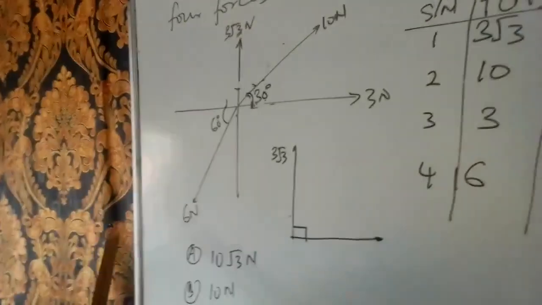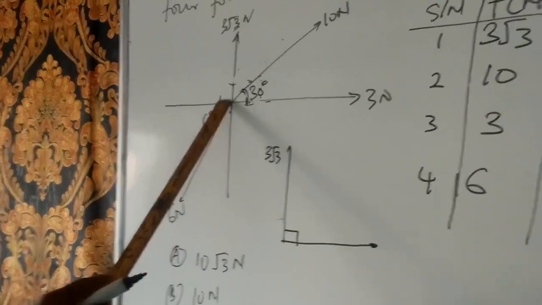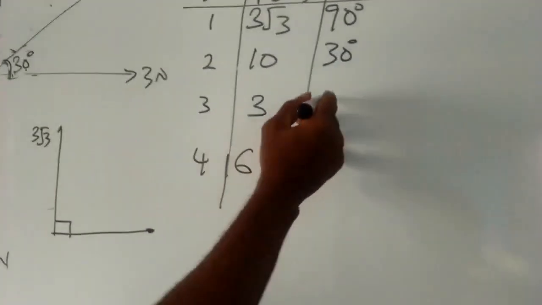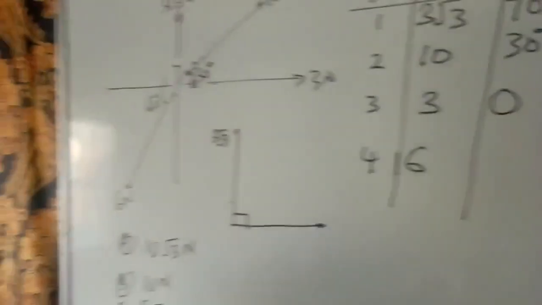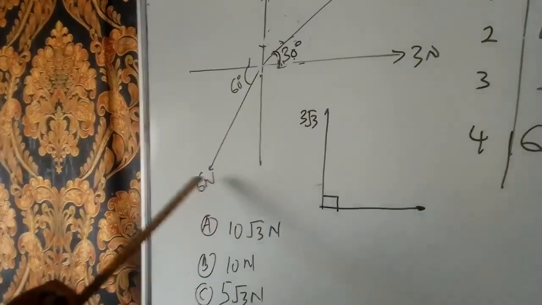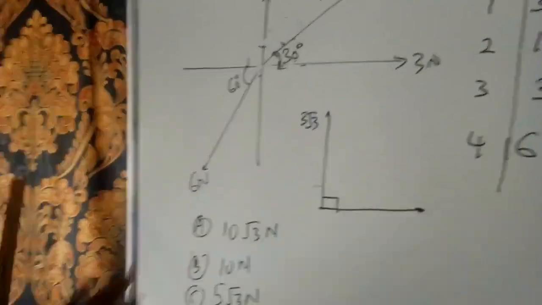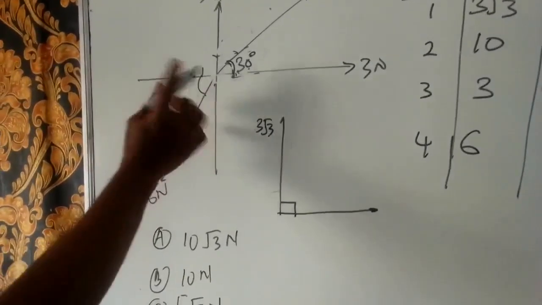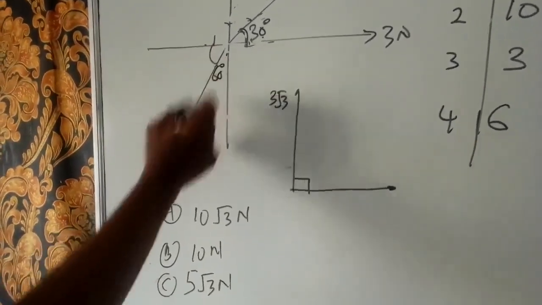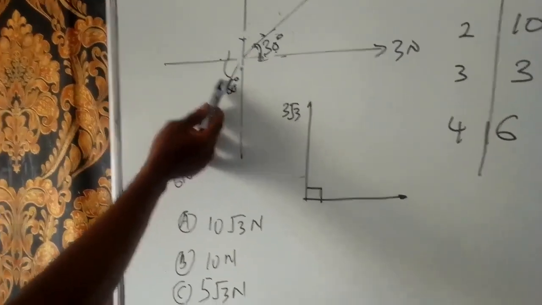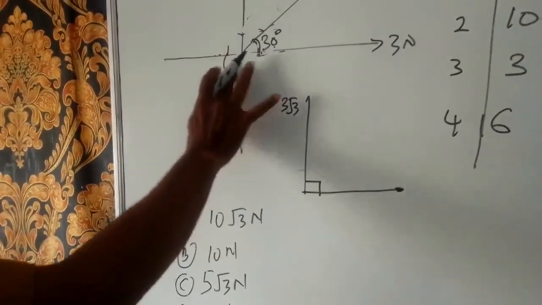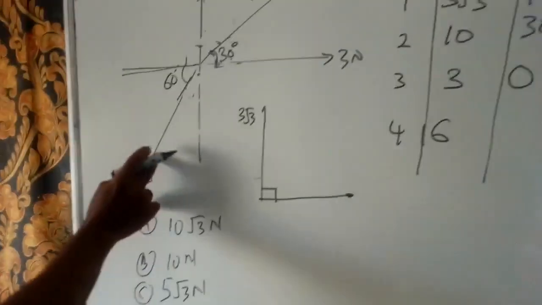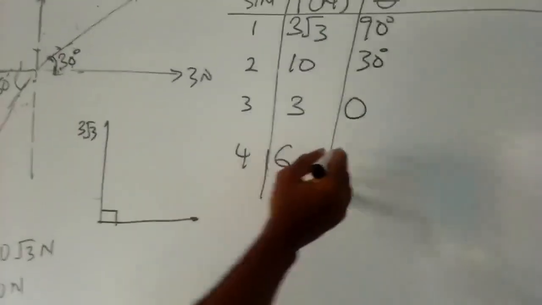Then for the 3 Newton force, it is lying on the horizontal. It makes no angle, it's not inclined, so it is 0 degrees. Then we move to the 6 Newton force. The angle the 6 Newton force makes with the horizontal line is 60. As I said, let me repeat: if the 60 were at the other point, the angle wouldn't have been 60, it would have been 30. But since they gave us the 60 between the force and the horizontal line, the angle the 6 Newton force makes is 60 degrees. We write 60 here.